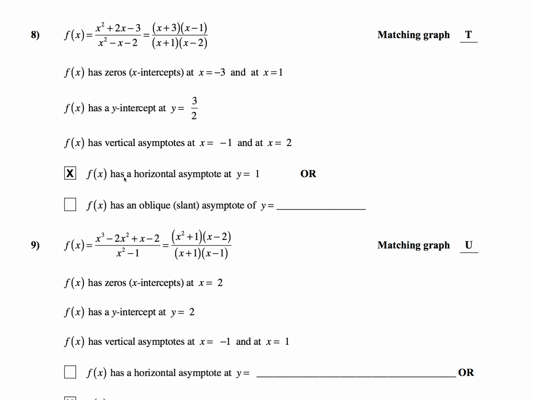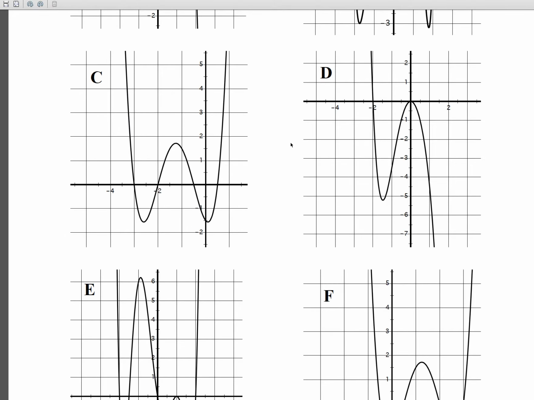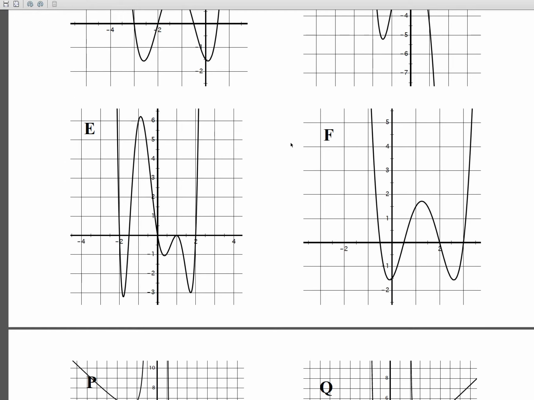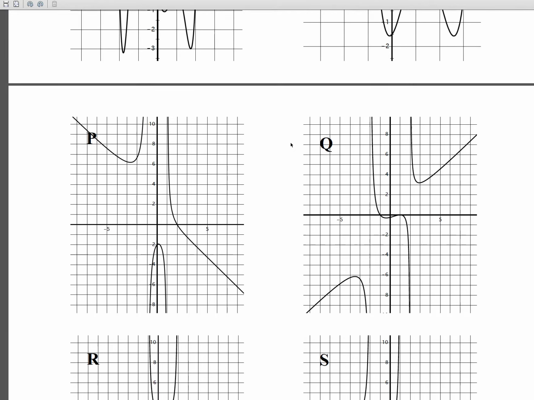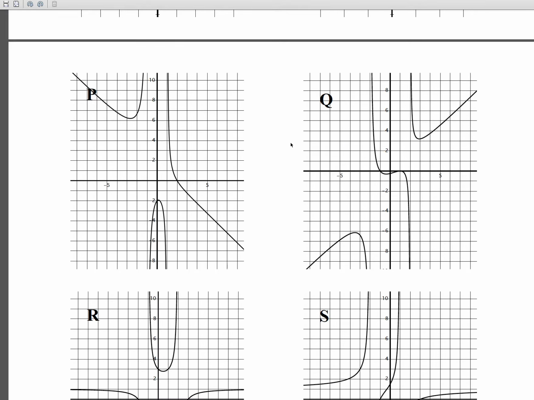But we have a horizontal at y equals 1, and so let's take a look and we see the matching graph is T. So let's take a look at our graphs, and this page is all polynomials. But back here we have rationals. And the vertical asymptotes here are negative 1 and positive 1. That's not where our asymptotes were.